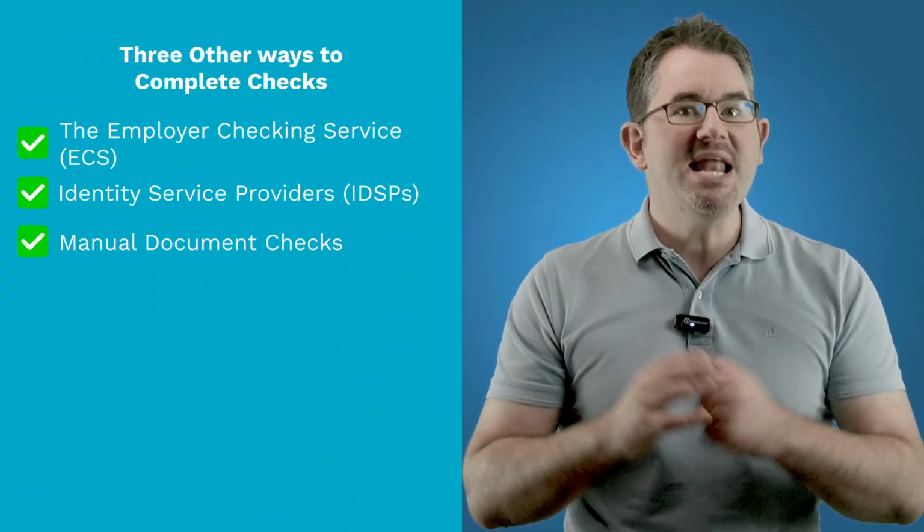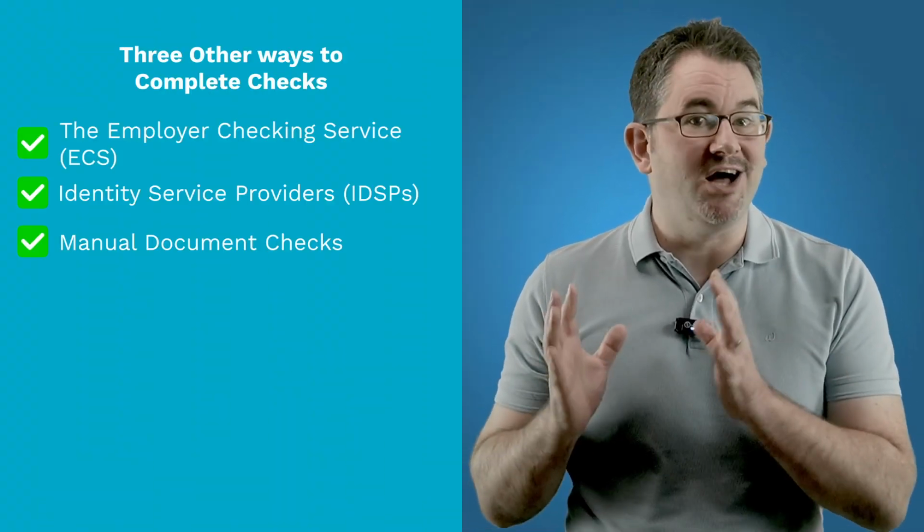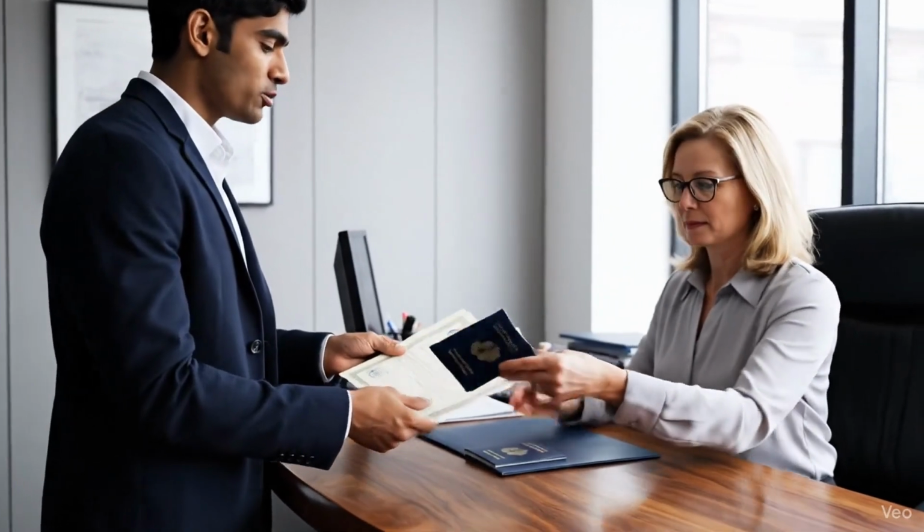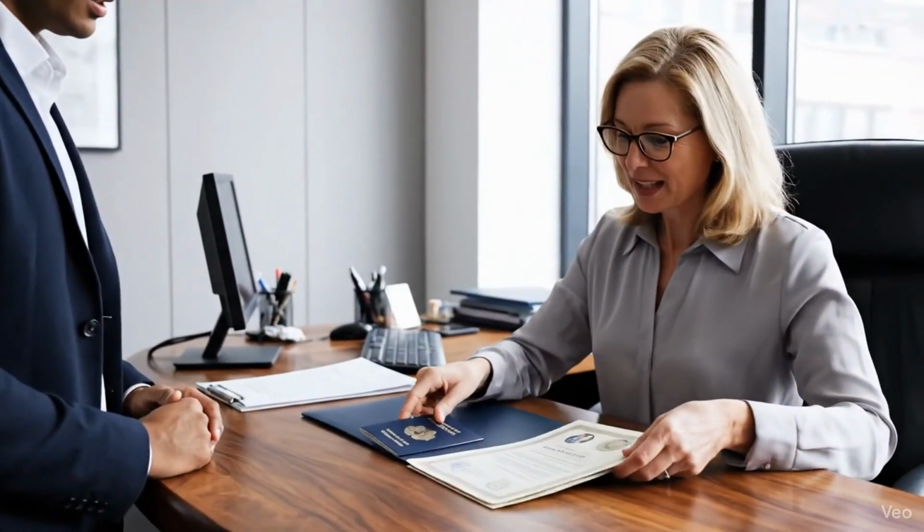Number 3, manual document checks. If digital options aren't available, you can still review original documents in person, checking names, photos and expiry dates. However, don't accept biometric residence cards or permits for manual checks. Those must be verified online through a share code.